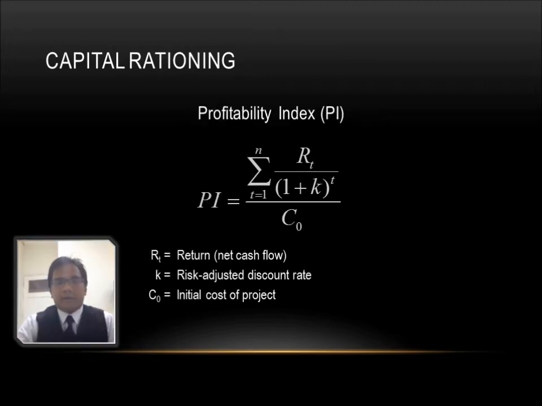In case of capital rationing, the firm should rank their projects according to their profitability index and choose the projects with the highest profitability index rather than those with the highest NPVs. The profitability index of a project is the discounted value of the cash flow divided by the initial investment of a project, as seen in the equation.